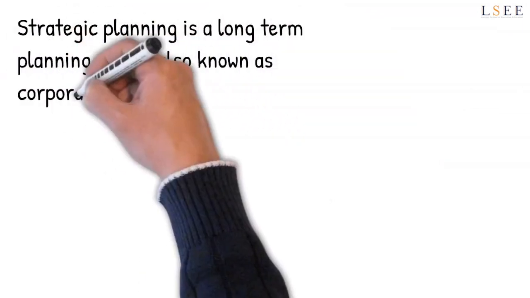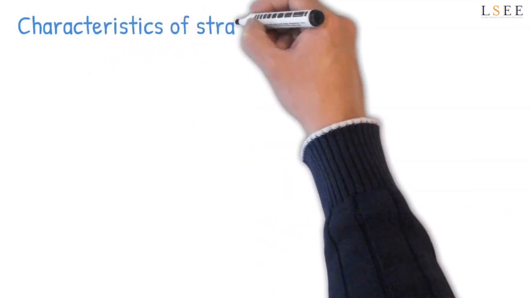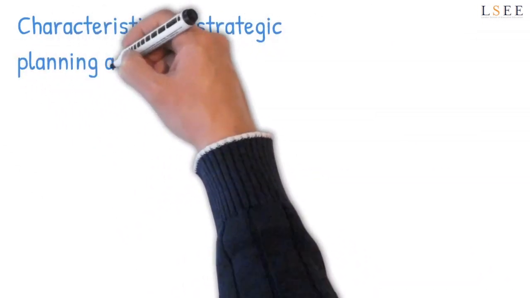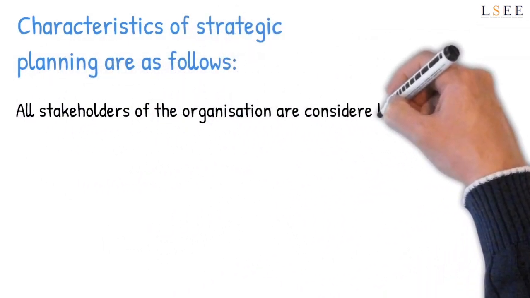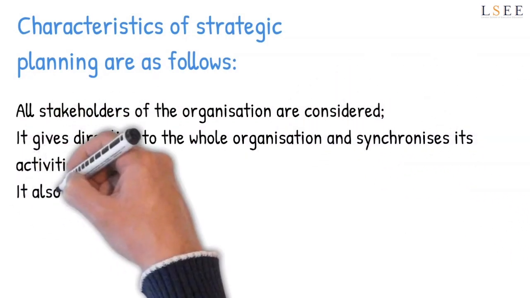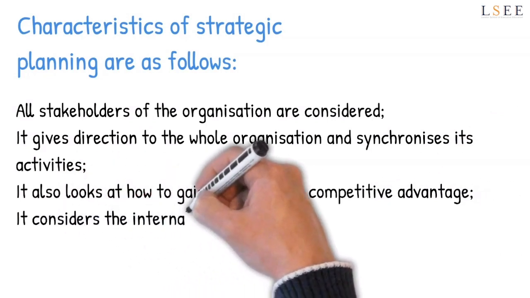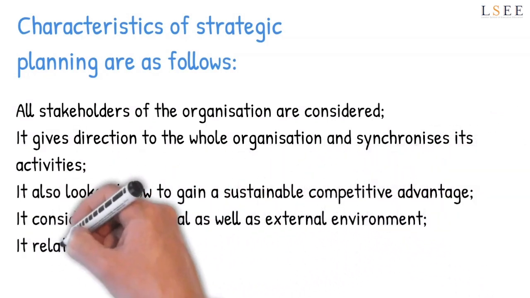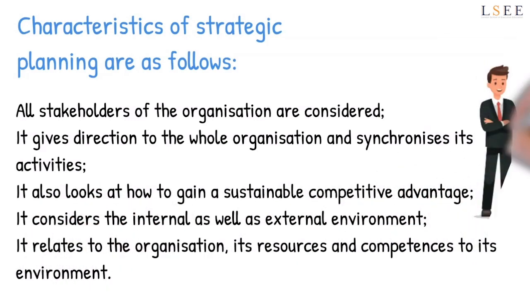Strategic planning is a long-term planning and is also known as corporate planning. Characteristics of strategic planning are as follows. All stakeholders of the organization are considered. It gives direction to the whole organization and synchronizes its activities. It also looks at how to gain a sustainable competitive advantage. It considers the internal as well as external environment. It relates to the organization, its resources, and competences to its environment.